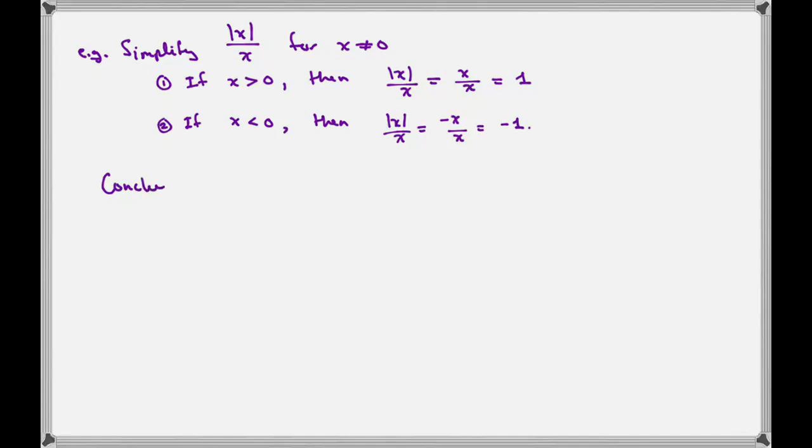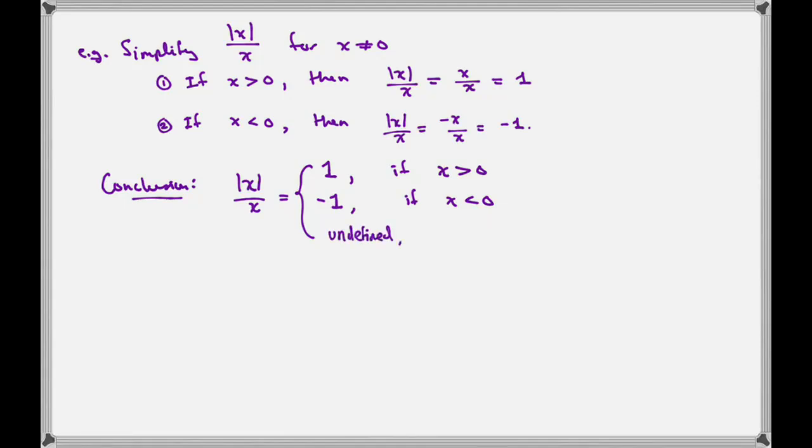So in conclusion, we see that the value of this expression, absolute value of x over x, is going to depend on whether or not our value of x is positive or negative. We can summarize that with a curly brace. In the first case, we got 1, and that was true if x was greater than 0. In the second case, we got -1, and that was true if x was less than 0. And as we discussed, this expression is undefined. In other words, it has no value if x itself is equal to 0.